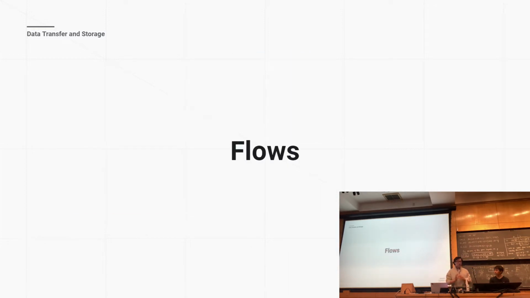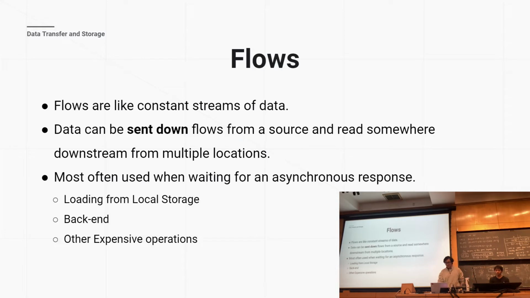Next, we have flows. So, flow is like a constant stream of data. Data can be sent down flows from a source and then read somewhere downstream from multiple locations. So most often you're using this when you're waiting for an asynchronous response. So that could be loading from local storage, that could be from the backend, that could be an expensive operation, right?